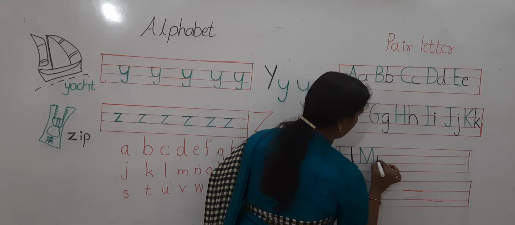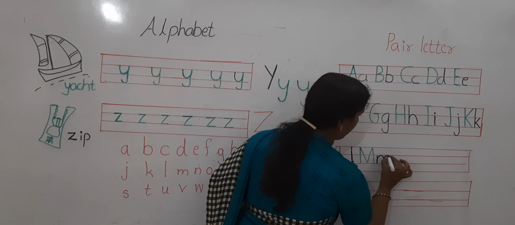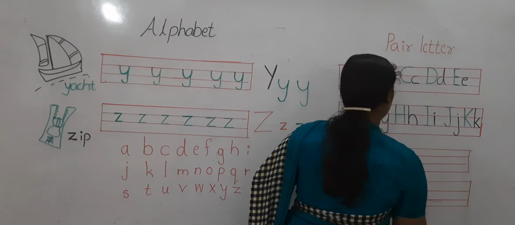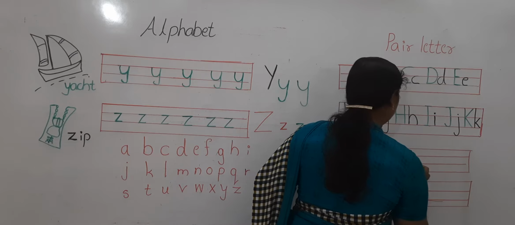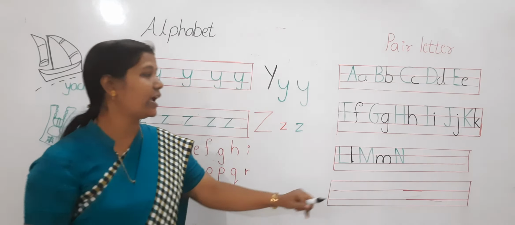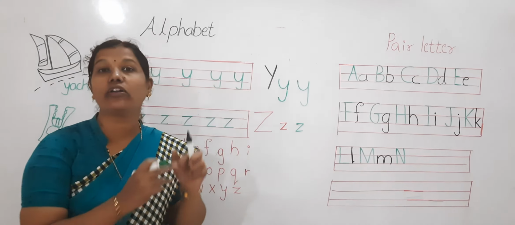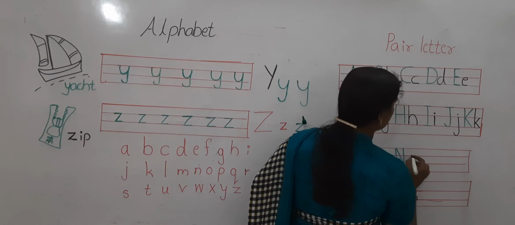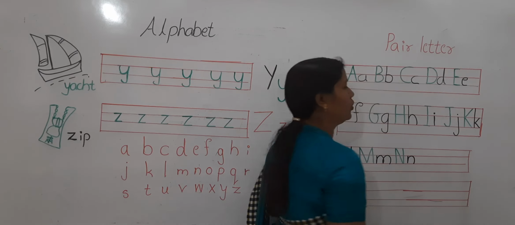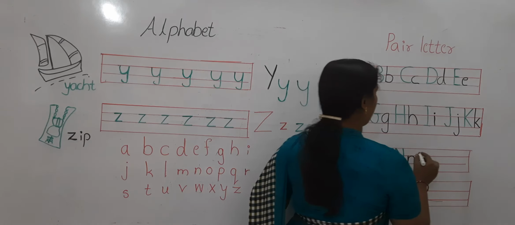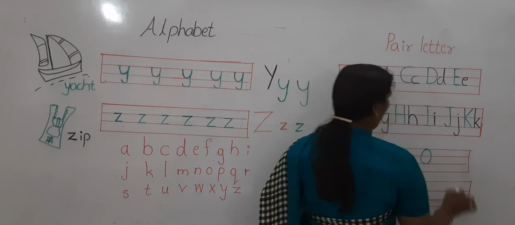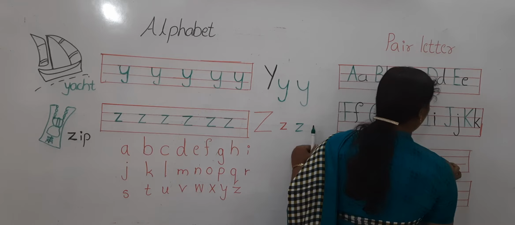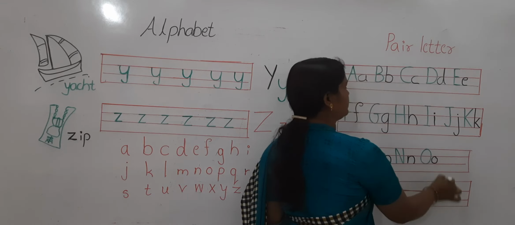Yeah, this one small letter M. Yes, letter M after letter N. Yes, children, this is the capital letter N. N for nest, N for nail, N for necklace. Yes, yes. This is small letter N. Okay? And then letter N after letter O. O for ox. O for owl. This is small letter O.